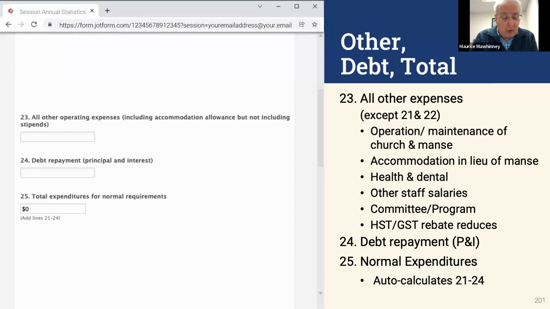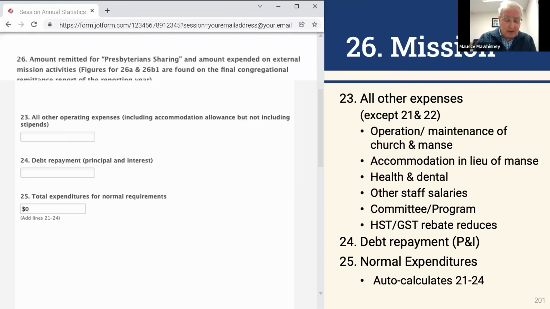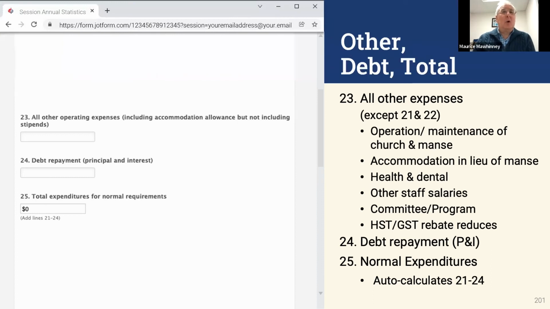And then you go down to fill in on line 23 all your expenses. Then on line 24, you've got your debt repayments, interest and principal, and then you come up with a total of the expenses, and that's an automatic calculation on the form that will fill in on line 25. But again, this number on line 25 will not equal the number that appears on your financial statements, because there again, there are certain adjustments that have to come out, like the amount on line 26, plus any principal that you're paying back on your debt.